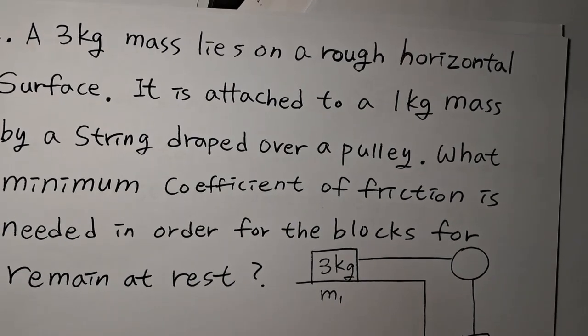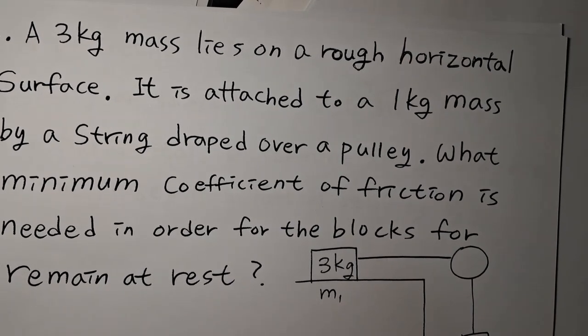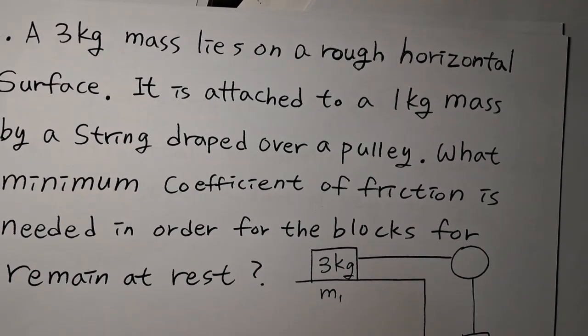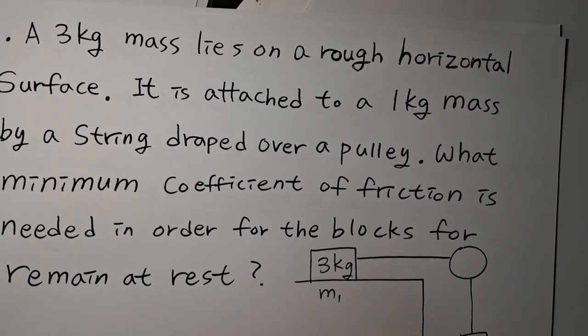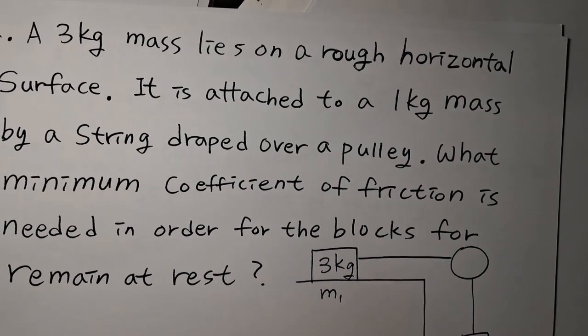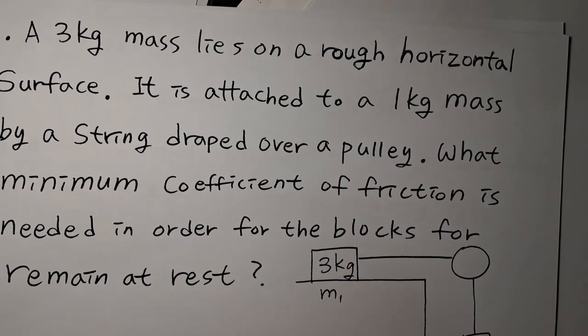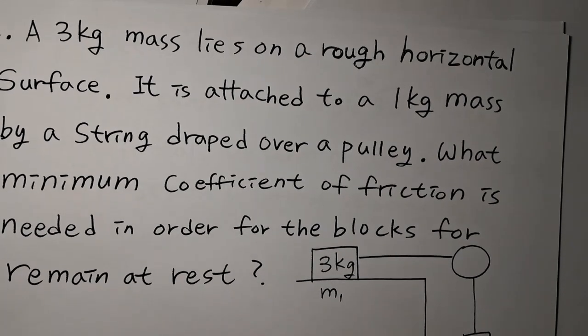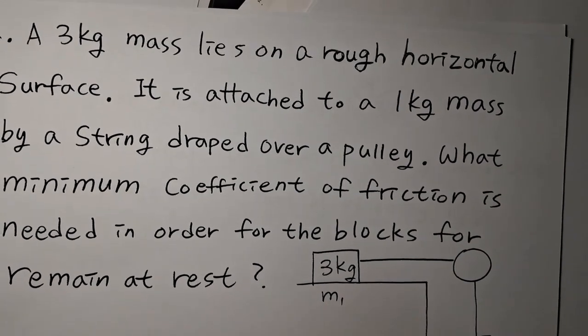A 3 kilogram mass lies on a rough horizontal surface. It's attached to a 1 kilogram mass by a string draped over a pulley. What minimum coefficient of friction is needed in order for the blocks to remain at rest?